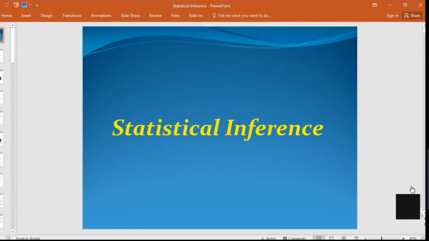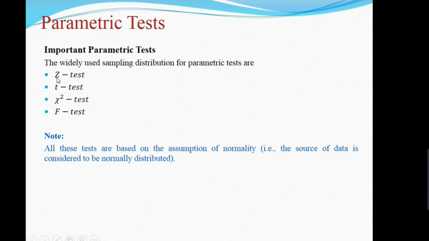The most important part in statistical inference is how to choose which test you have to perform. That is one question, if it is not given in the question which test to perform. See, there are four tests we are going through: Z test, T test, chi-square test, F test.